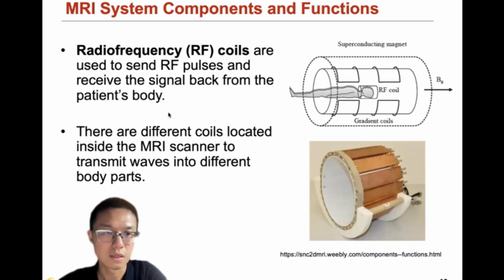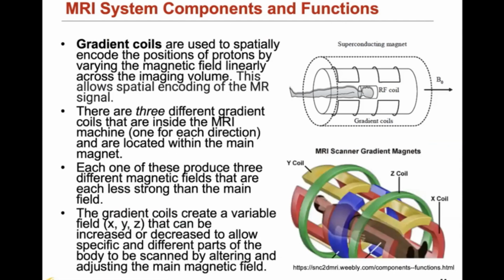The next component is the radio frequency coil, or RF coil. These are used to send radio frequency pulses and receive the signal back from the patient's body. We send the radio frequency, part of it is absorbed by the human body and some is re-emitted to the scanner. This is picked up and used for generating images. There are different coils located inside the MRI scanners to transmit waves into different body parts. So that's the RF coil.